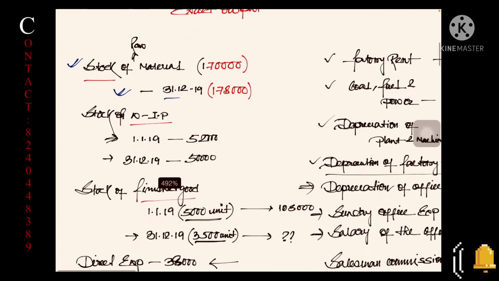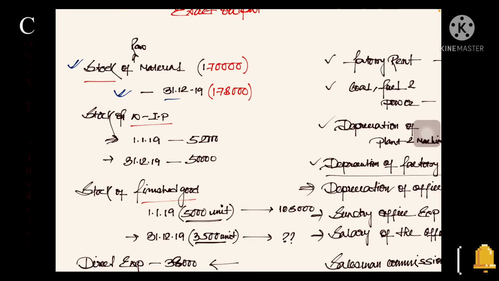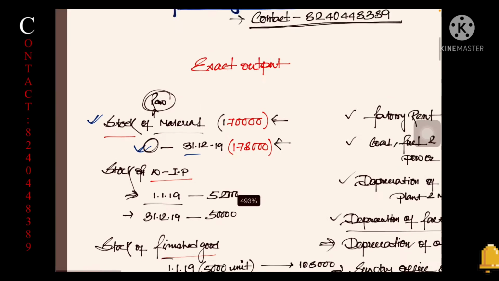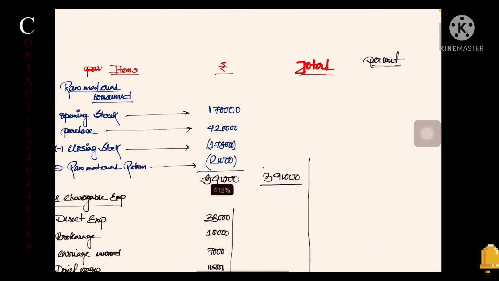The question comes up: there are three opening stocks given, including opening finished goods. Here I am just talking about the stock of raw material and the closing stock of raw material, nothing else. 1,70,000 and 1,78,000. Look here.